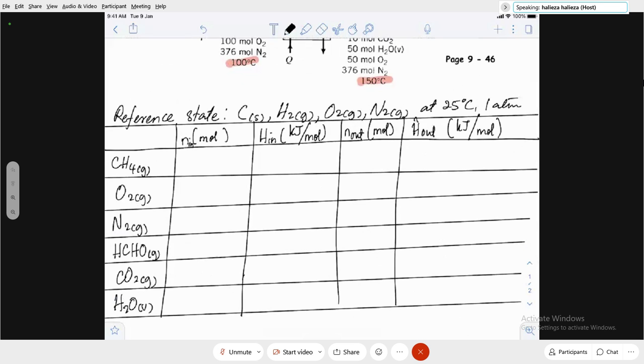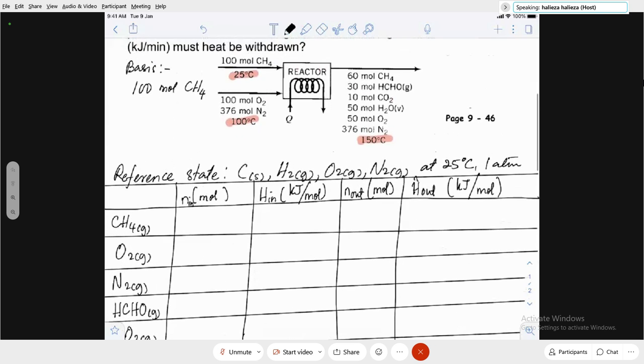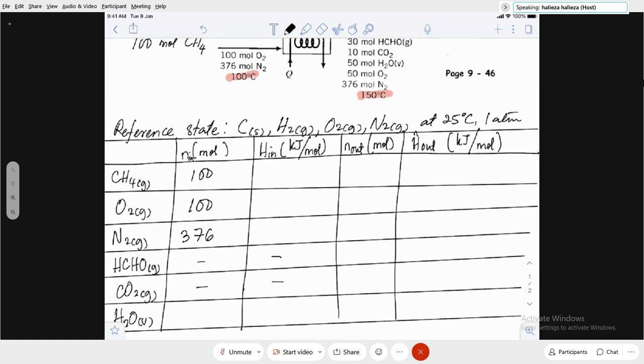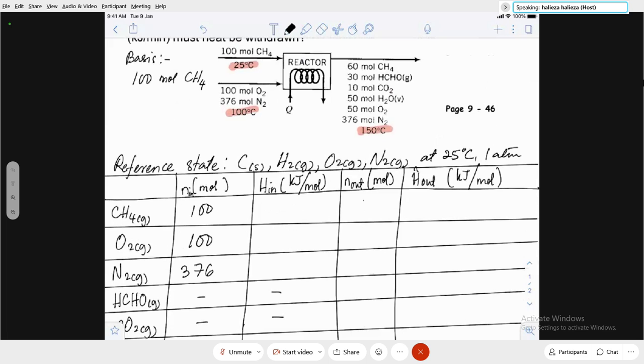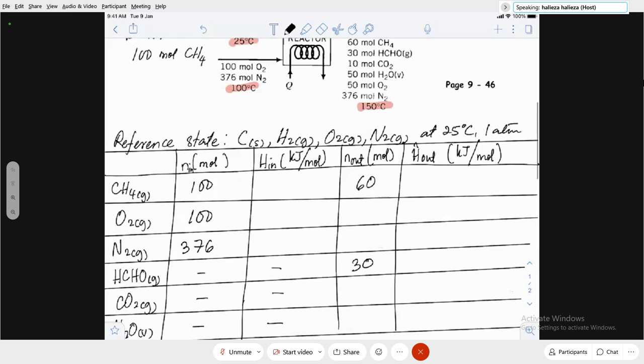Okay. So let's put in the values for the amount coming in. That's 100 methane. Your oxygen 100. Your nitrogen 376. There's no formaldehyde in the inlet, no carbon dioxide, and no water vapor. Okay. So for the out, 60 mole of methane coming out. That means not all of methane is going to be consumed. You have some leftover methane. You have formaldehyde, 30 mole. Your carbon dioxide is 10 mole.